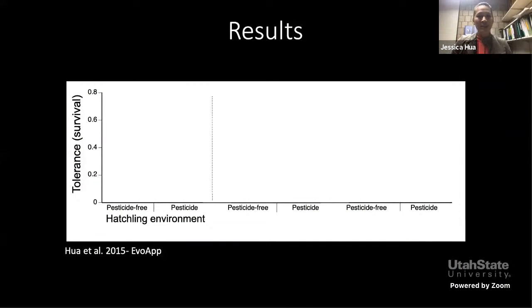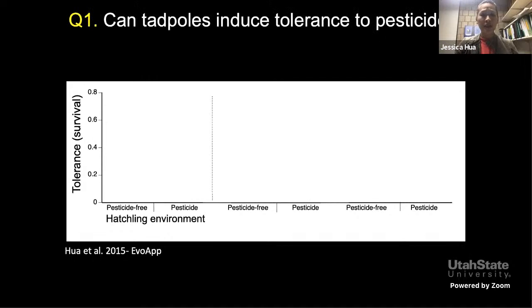So what did we find? On the x-axis, this is the environment again. On the y-axis is tolerance. The first question: can tadpoles induce tolerance to pesticides? Here we're looking for that sloped reaction norm line.